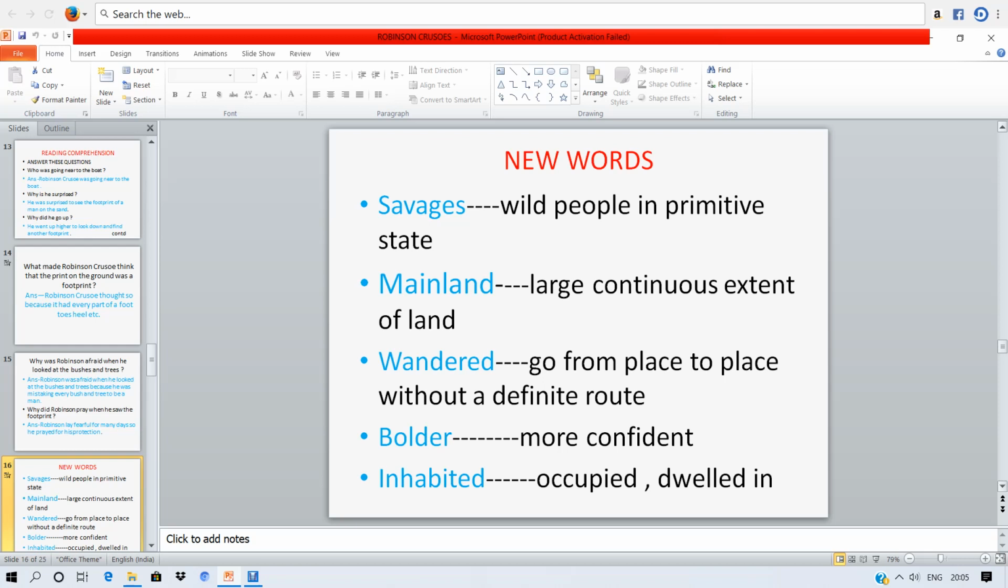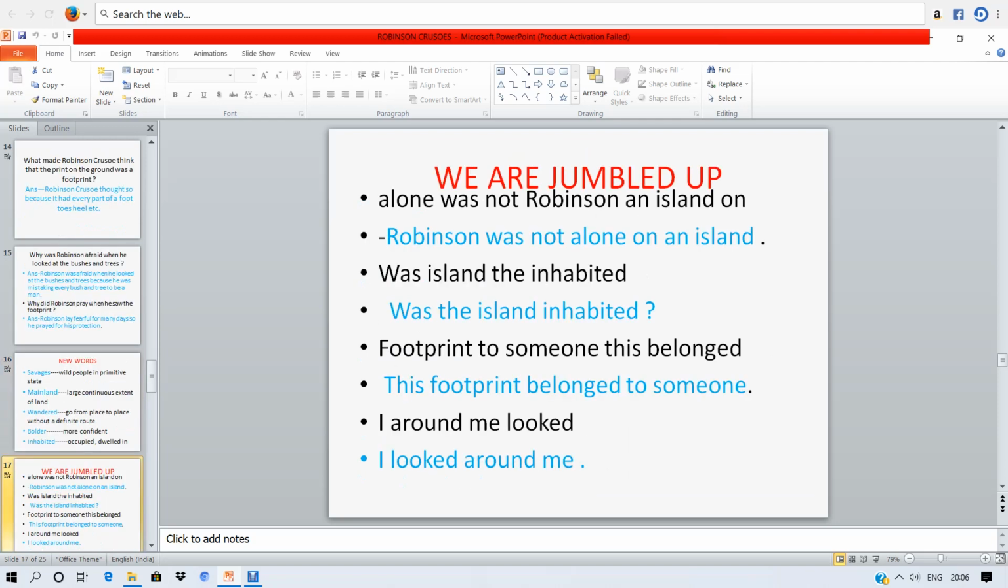Second last word is bolder. Bolder means more confident. They are not shy or timid. I want each one of you to be bold. And the last word is inhabited. Inhabited means occupied or dwelled in. It is opposite of vacant. Come on, move on to the next slide.